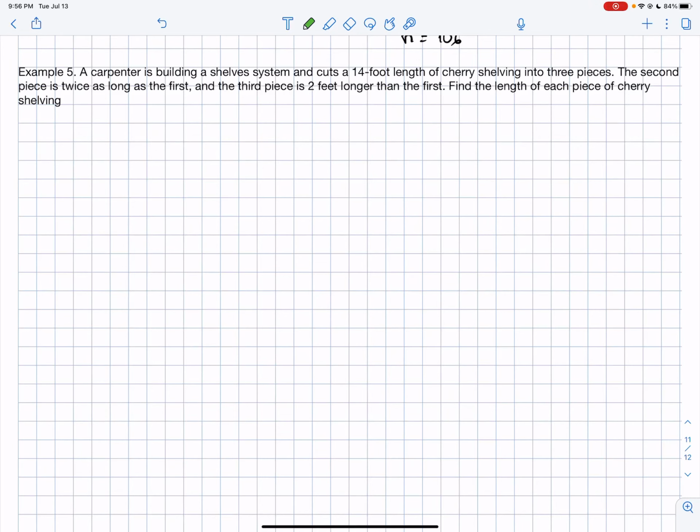Example number 5. A carpenter is building a shelving system and cuts a 14-foot length of cherry shelving into 3 pieces. The second piece is twice as long as the first. The third piece is 2 feet longer than the first. Find the length of each piece of cherry shelving.